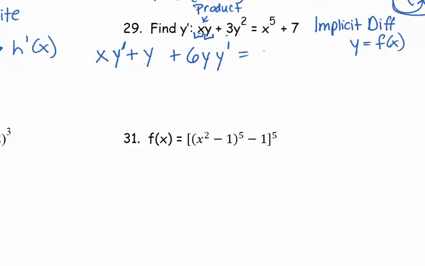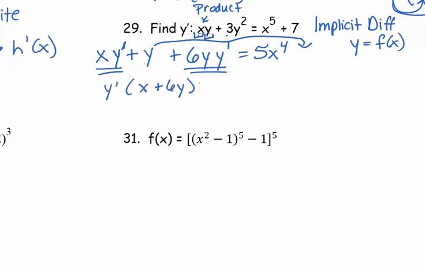In the right-hand side, we have a power rule. The derivative of 7 would be 0. All right, so this y term should move to the other side since it does not have a y prime. And then these two terms are going to remain on the left side. And I'm going to right away factor out that y prime.